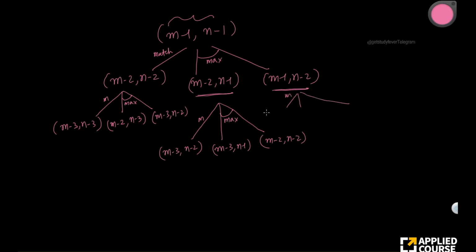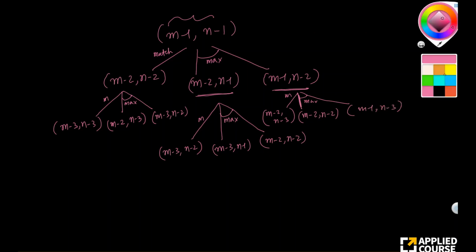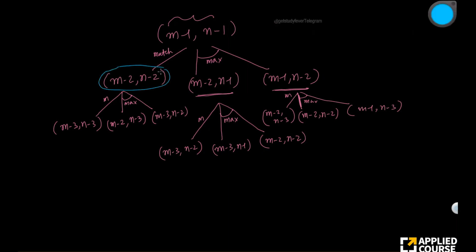The match case. In the match case, what happens? M minus 2 and N minus 3. In the max case, what happens? Again, the recurrence tree will become very, very complex. Here, what happens now? M minus 2 and N minus 2. Reduce this by 1. Here, I'll reduce M minus 1 and N minus 3. Now if you notice, there is a lot of overlapping subproblem. Look at this. Here I have this. The same thing is also here. The same thing is also here.